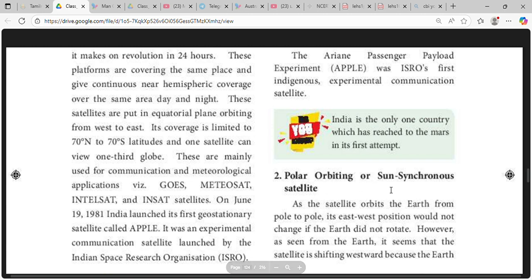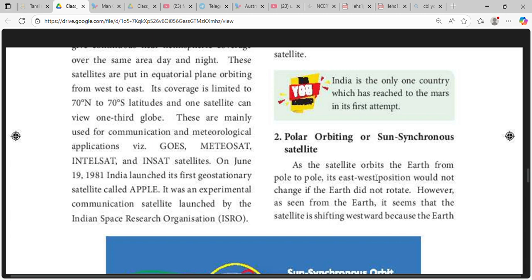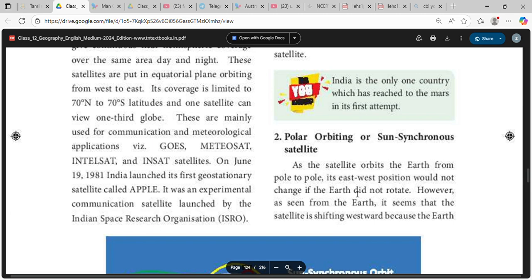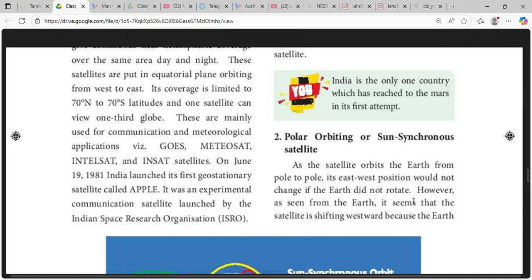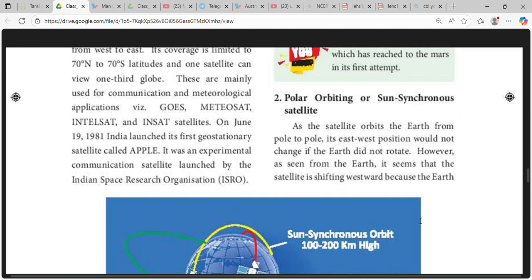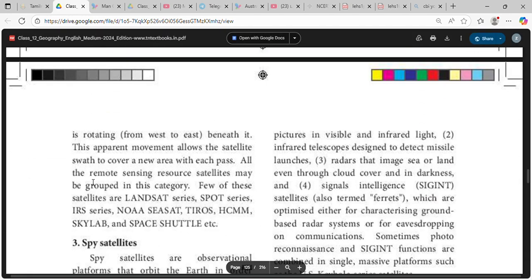Polar orbiting or sun-synchronous satellite. As the satellite orbits the Earth from pole to pole, its east to west position would not change if the Earth did not rotate. However, as seen from the Earth, it seems that the satellite is shifting westward because the Earth is rotating from west to east beneath it. This apparent movement allows the satellite swath to cover a new area with each pass.